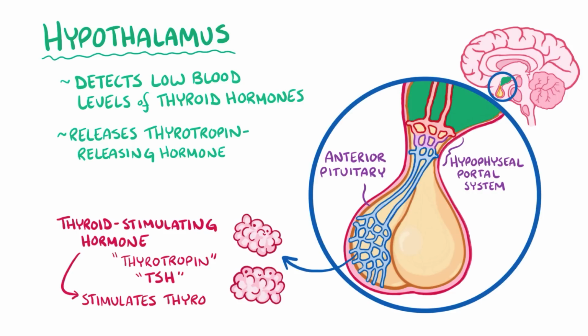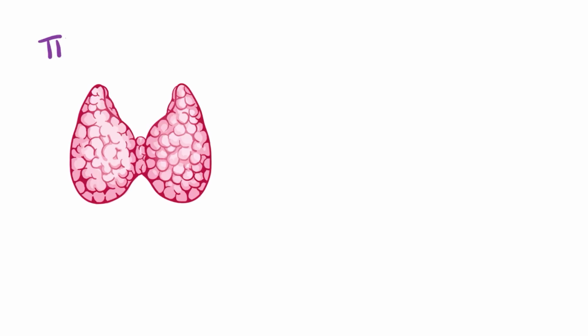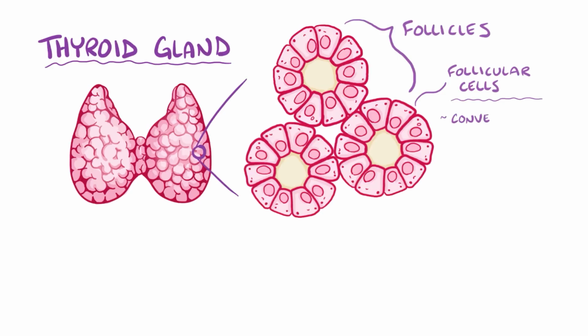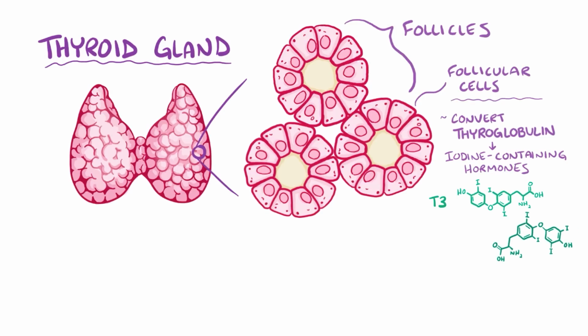TSH stimulates the thyroid gland, which is a gland located in the neck that looks like two thumbs hooked together in the shape of a V. The thyroid gland is made up of thousands of follicles, which are small spheres lined with follicular cells. Follicular cells convert thyroglobulin, a protein found in follicles, into two iodine-containing hormones, triiodothyronine, or T3, and thyroxine, or T4.